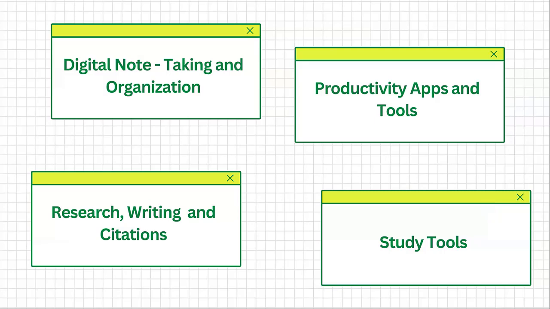Today, we're going to talk about four categories of tech tools for study. We'll talk a little bit about digital note-taking and organization. We'll talk about productivity apps and tools. We'll talk about things specifically for research, writing, and citations. And then we have more of a general category of study tools. Maybe they don't quite fit into the other three categories, but they're really focused on helping you retain information, maybe being able to quiz yourself and that type of thing. So those are the types of tools that we'll introduce you to.